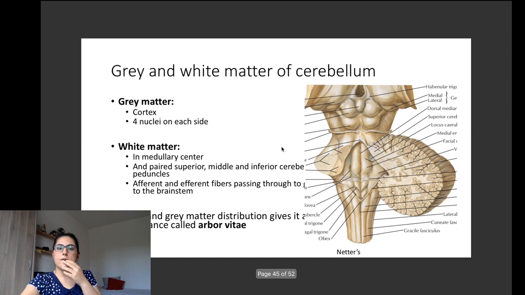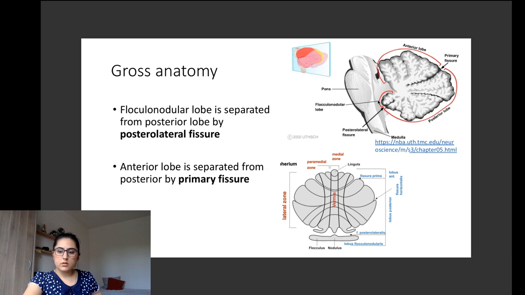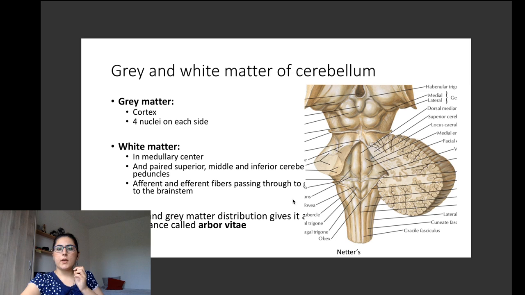So we spoke about the fourth ventricle, and we said that the cerebellum kind of covers my fourth ventricle. So this part, you can see here, the fourth ventricle. The part that forms the roof of my fourth ventricle, that is part of my cerebellum, is called the fastigium. Okay, so somewhere here, my fastigium. So just make sure you know that. Cerebellum, posterior cranial fossa, right behind the brainstem, and it's the posterior border of my fourth ventricle.